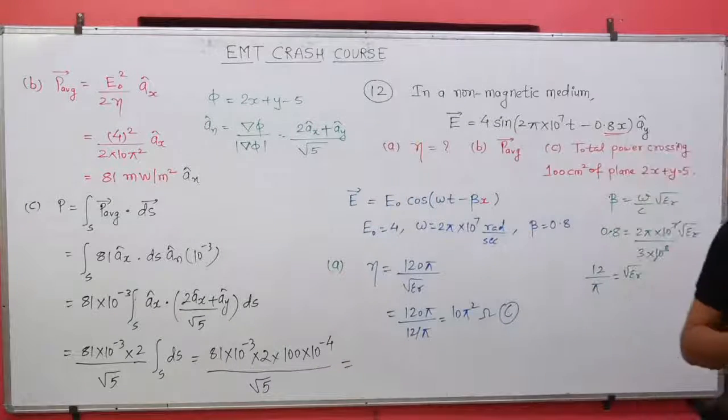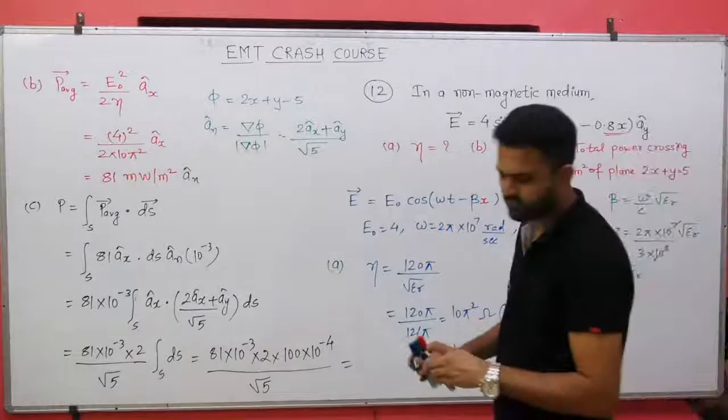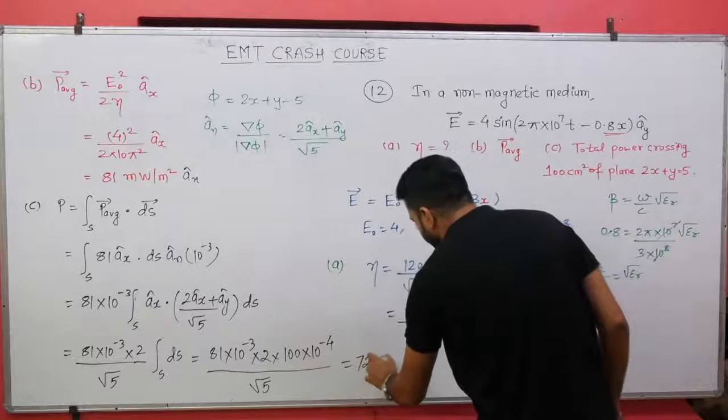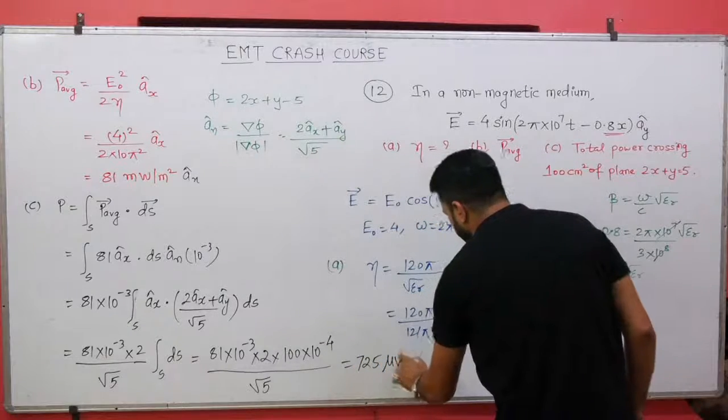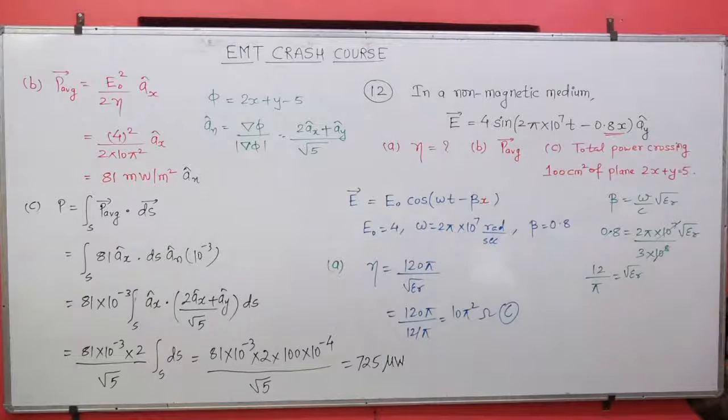So let's calculate how much it is coming. In microwatt we have to calculate, so it is coming as 725 microwatt. 725 microwatt we are getting.